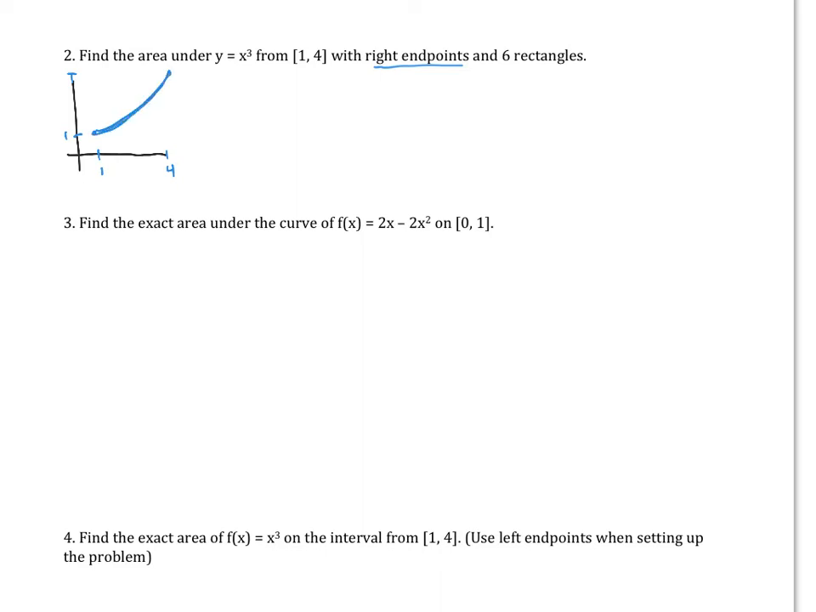And I need 6 rectangles, right endpoints, so n equals 6. So delta x equals b minus a over n. So this is 4 minus 1. There's a, there's b, over n, which is 6, which gives me 3 over 6, which gives me intervals of 1/2. So that means I'll be at 1, 1.5, 2, 2.5, 3, 3.5, and 4. And since I'm doing right endpoints, my rectangles will start at 1.5 right there and look like that. That's how these rectangles will look.